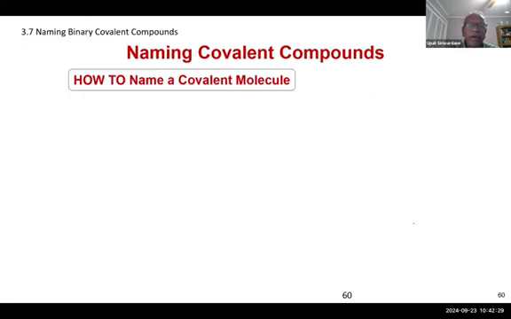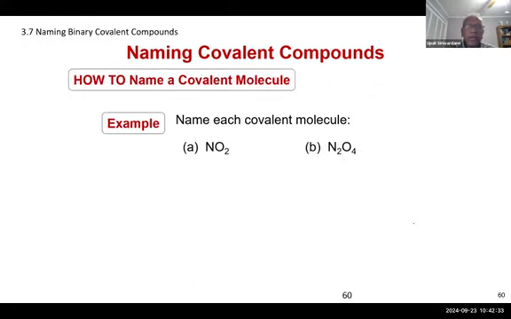How to name a covalent molecule? Name each of the covalent molecules. What do you say? The systematic name. Nitrogen dioxide. Nitrogen is the first name. Oxide is the second name. Nitrogen dioxide. And this one is what? Dinitrogen tetroxide.